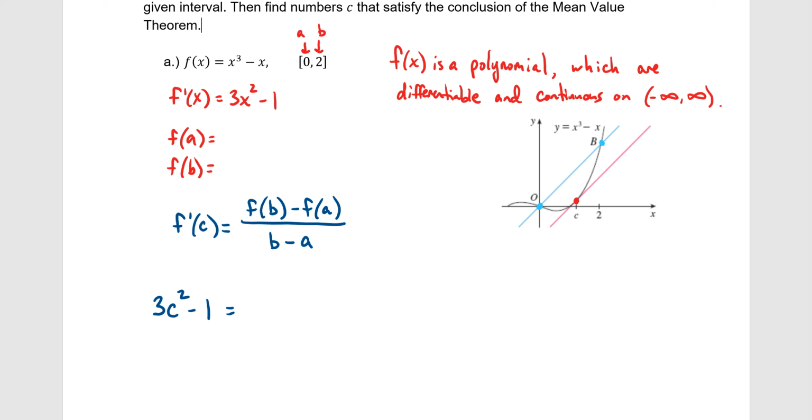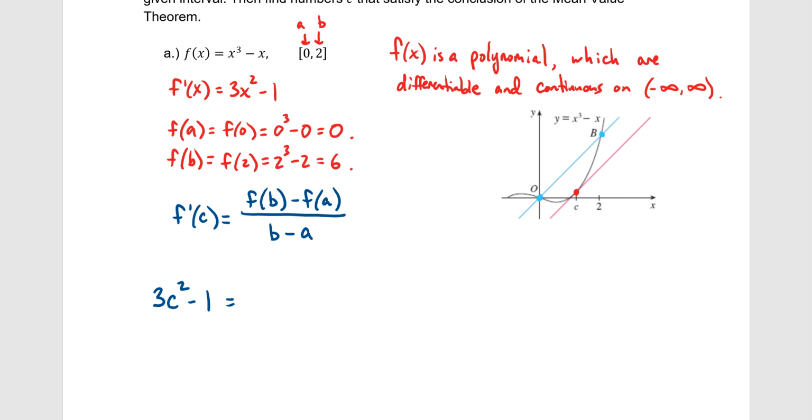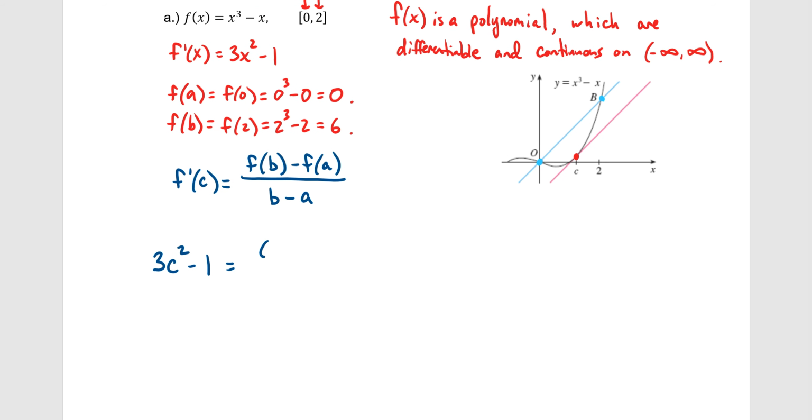So f of a is f of 0. We plug it into our original function here. That's going to be 0 cubed minus 0, which is obviously 0. You don't have to show your work for that. And then f of b is f of 2. Plug it into the function. 2 cubed minus 2 is 8 minus 2, so 6. So we have f of b, we have f of a. That's going to be 6 minus 0 over b minus a, which is 2 minus 0.